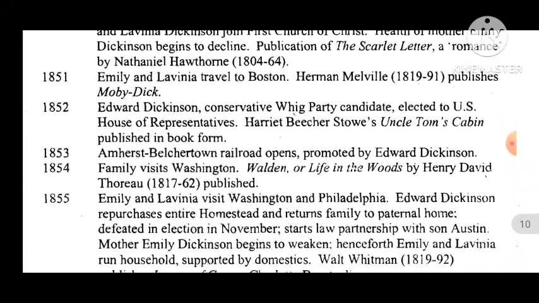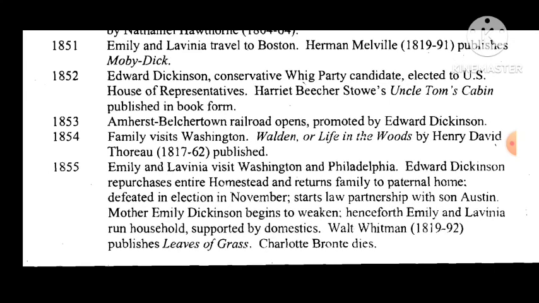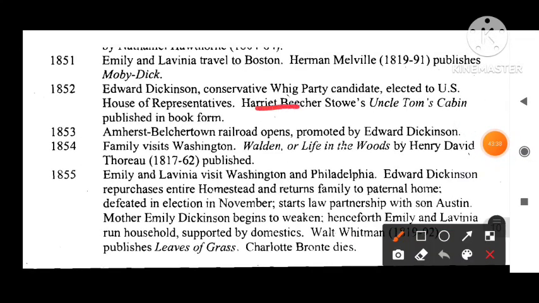Then 1852, Edward Dickinson, conservative Whig Party candidate, is elected to the U.S. House of Representatives. Harriet Beecher Stowe's Uncle Tom's Cabin is published in book form. So here is a main key point you can note down: 1852, Edward Dickinson elected to the U.S. House of Representatives, and Uncle Tom's Cabin published in book form.